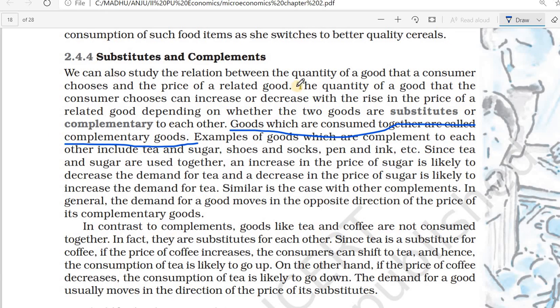What is substitute good? The quantity of a good that the consumer chooses can increase or decrease with the rise in the price of a related good, depending on whether the two goods are substitutes. Means instead of one good we can use another, these two goods are related. Coffee and tea we are using for the same purpose. Then these two goods are related. If one good's price is decreasing, then automatically consumer will buy that less price product. That one we are calling as substitute goods.